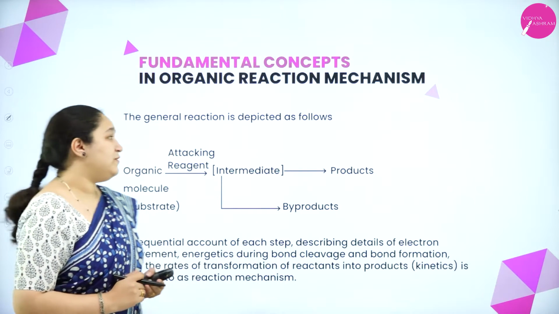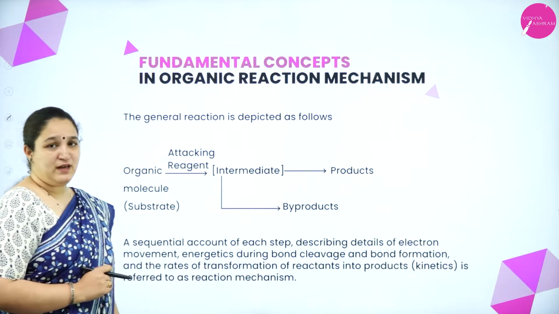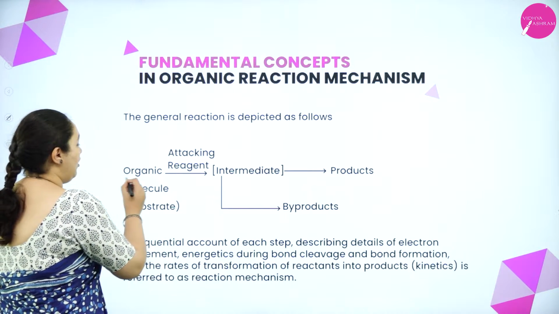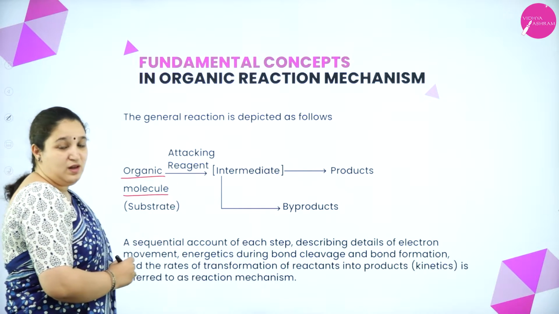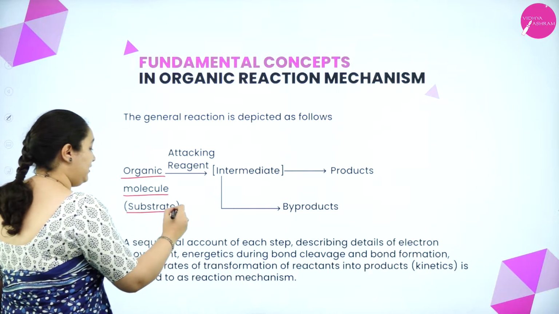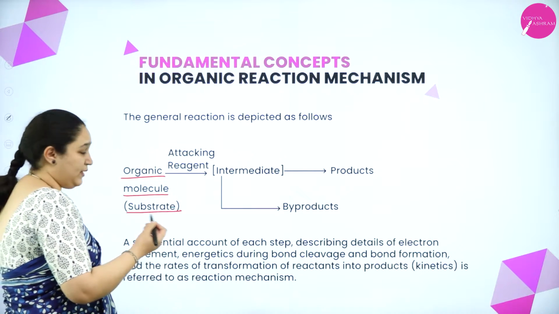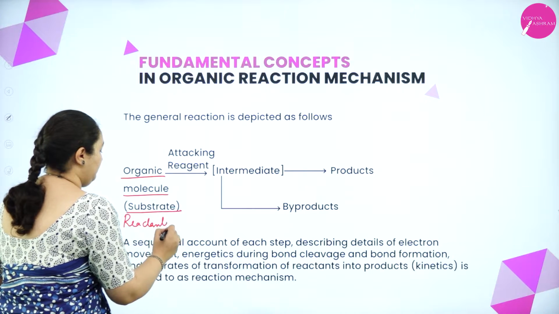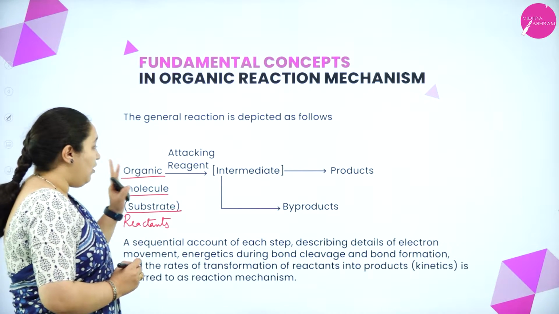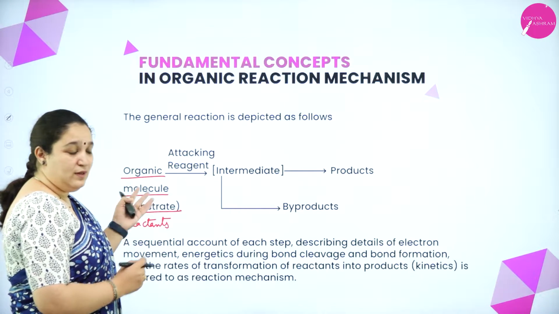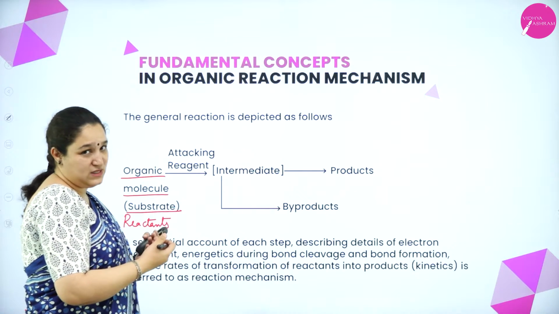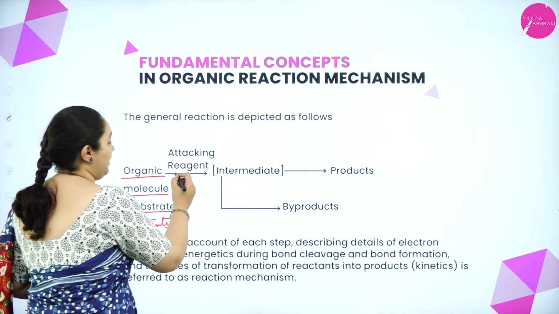First, here I have depicted how a general reaction happens. For example, we have an organic molecule, which is called a substrate, or in simple words we can also call it a reactant. On the organic molecule there is something attacking, one more reactant which is reacting. So it can be an attacking reagent.